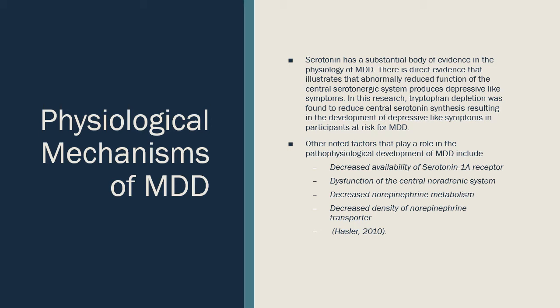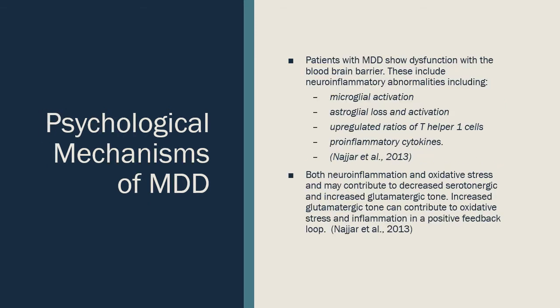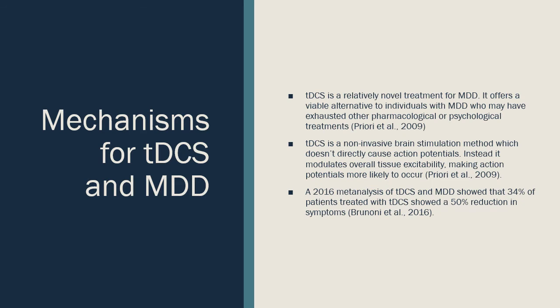There's direct evidence that illustrates that a normally reduced function of the central serotonergic system produces depressive-like symptoms. In this research, tryptophan depletion was found to reduce central serotonin synthesis, resulting in the development of depressive-like symptoms in participants at risk of MDD. Patients with MDD also show dysfunction in the blood-brain barrier in the form of neuroinflammation and oxidative stress. tDCS offers a viable alternative to individuals with MDD who may have exhausted other treatments.